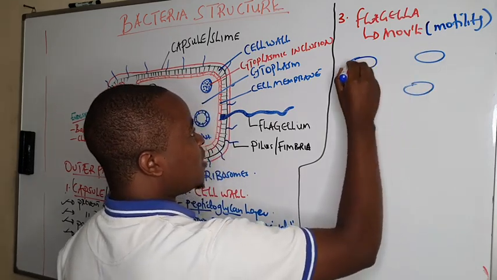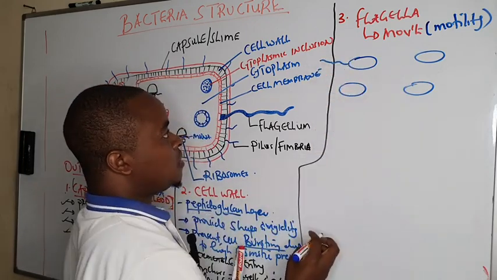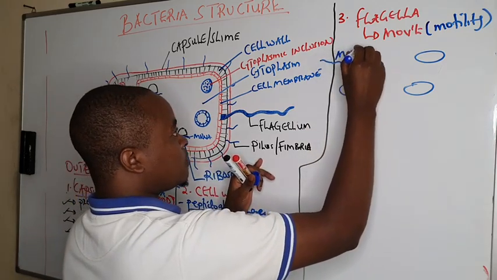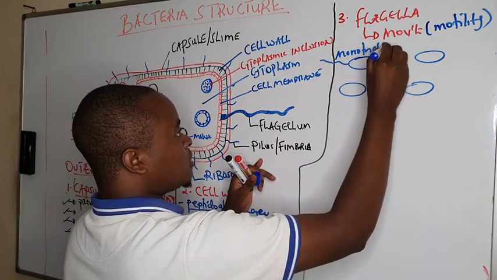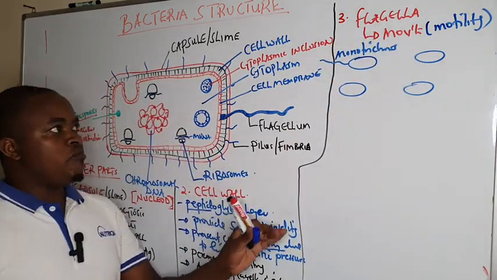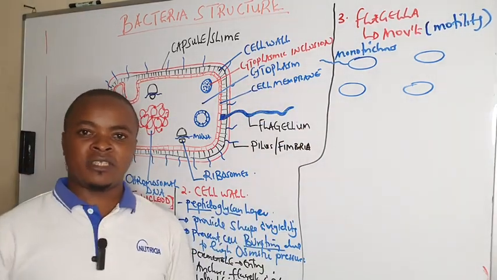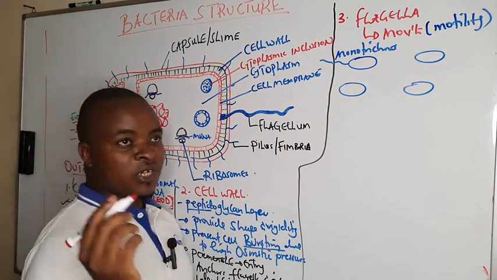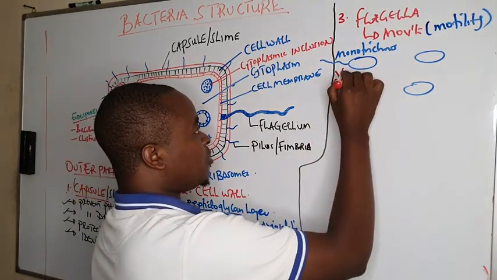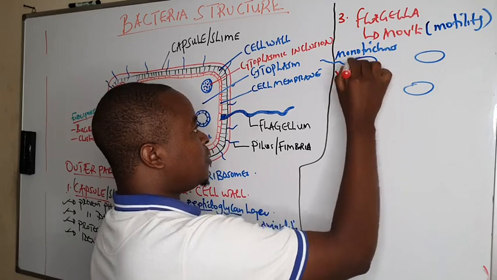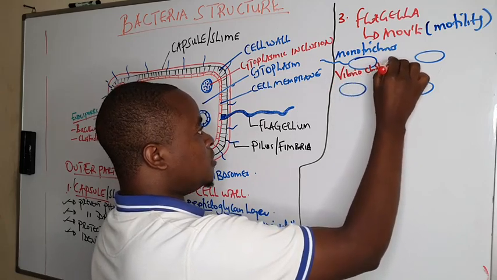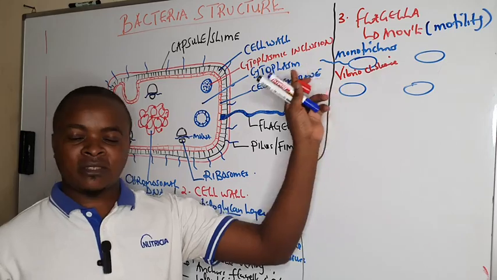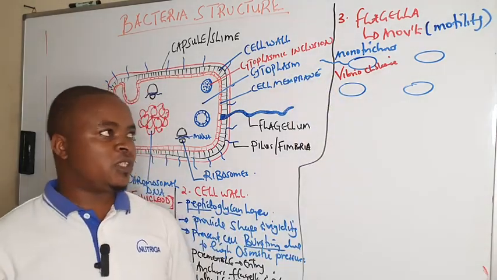So if you find the flagella is at one end, we call it monotrichous. Monotrichous means it has a single flagellum at one end. And an example of a bacteria with such a flagellum is Vibrio cholerae. Vibrio cholerae is one example of a bacteria which has a single flagellum at one end.